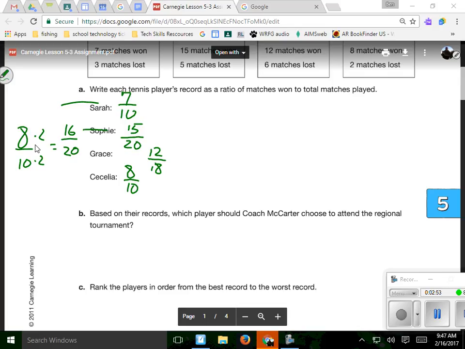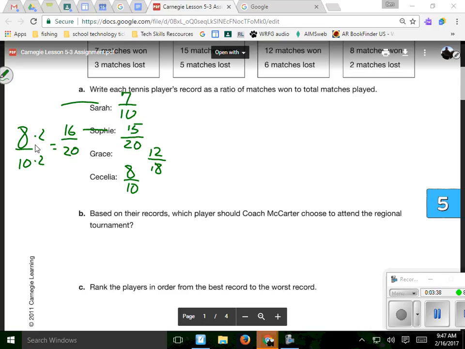Now, somehow we have to compare Grace. We have to compare the 12 to 18 to the 16 to 20 or the 8 over 10. We need a common denominator, just like we would have done when we're doing fractions, right? Well, what's a common denominator? What can we use? We got 18 and we got 10. 90 works. Let's use 90.